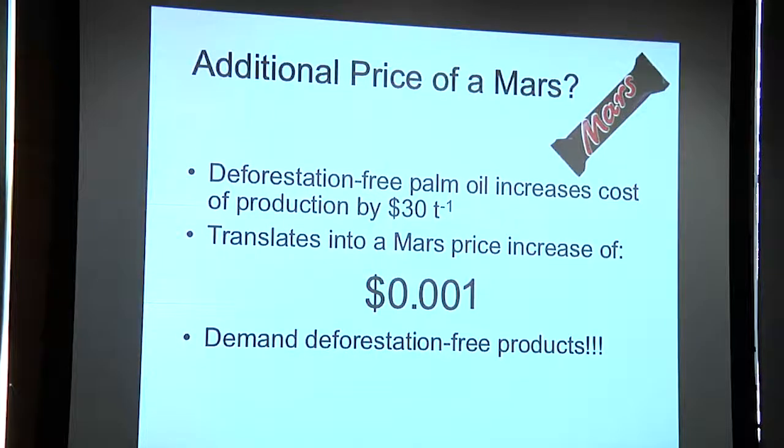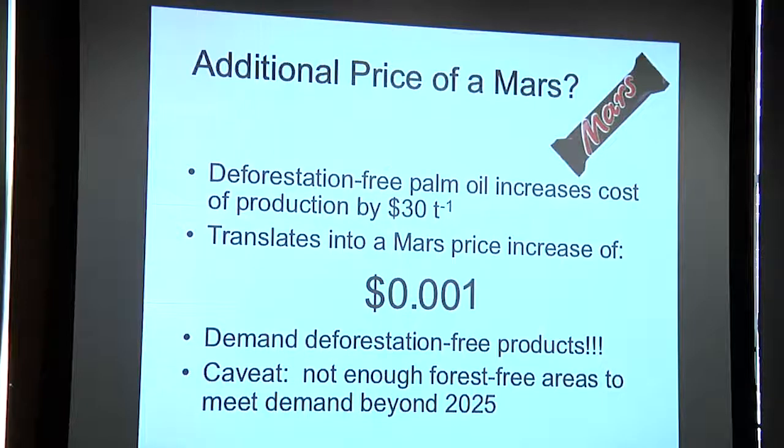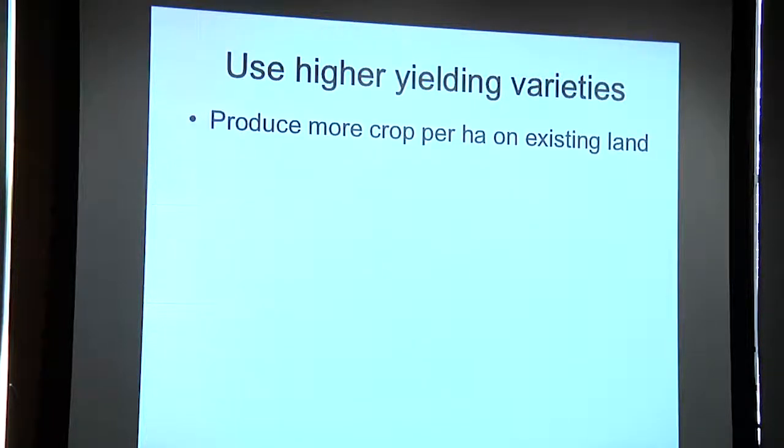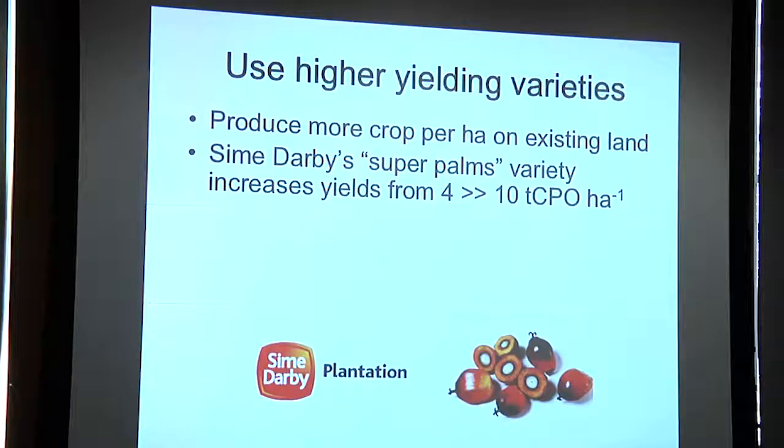So one thing you can learn from today's talk, hopefully, is that you might think that there is a role in your life for deforestation-free products. Here is a caveat. There is, unfortunately, not enough forest-free area in the tropics to meet the future demand for oil palm beyond 2025. So that brings us to consider the potential for using higher yielding varieties. Perhaps we can produce more crop per hectare on existing land and allow us to stop deforestation.